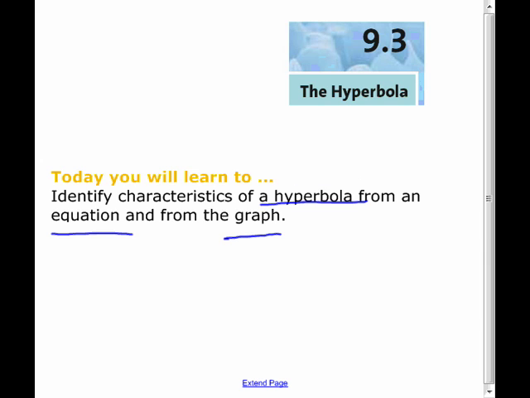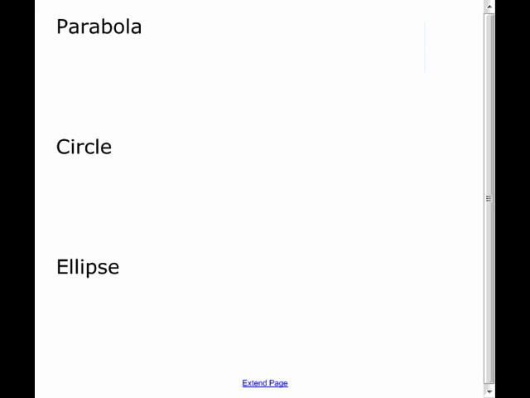Just before we do that, a quick little review on the three conic sections we've looked at already. Remember that a parabola we defined as being the locus, or set of all points, that are the same distance away from a fixed point, a focus, and a fixed line, a directrix. So I might have a point in here, and that might be my parabola. This distance from the focus to the vertex we called p.